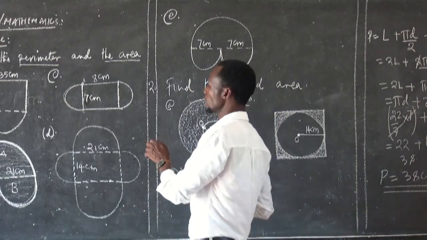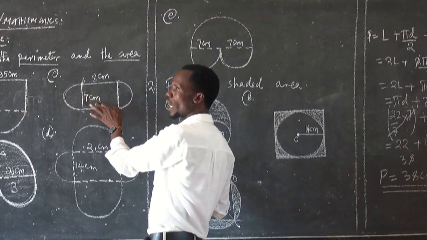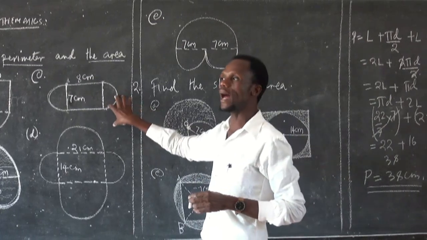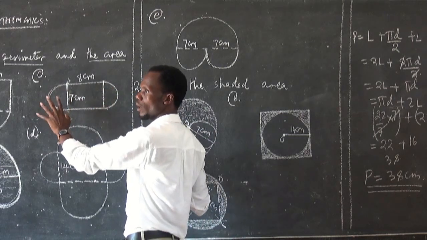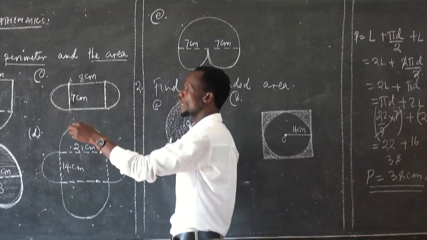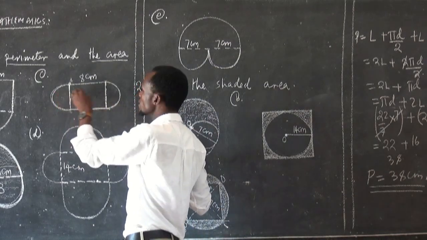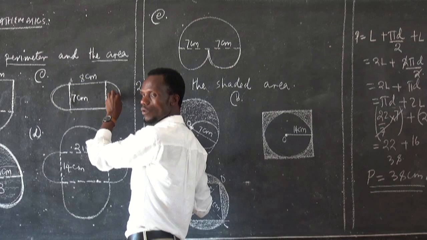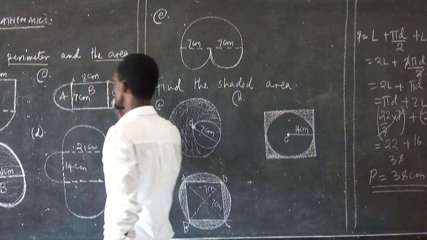So after then, the other question to the same shape is to determine the area. To determine the coverage of the shape. Now, for the coverage of the shape, we have 3 shapes here. One is the semicircle, the second is the rectangle, and the third is the semicircle. So you have area A, area B, and area C.